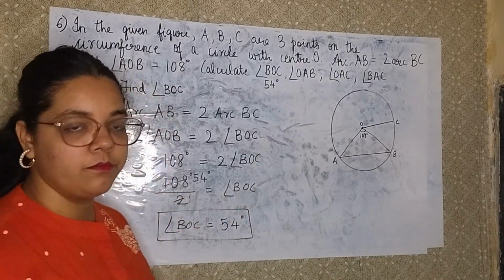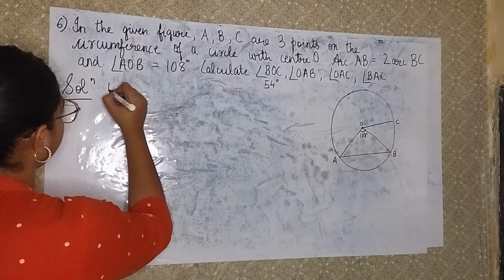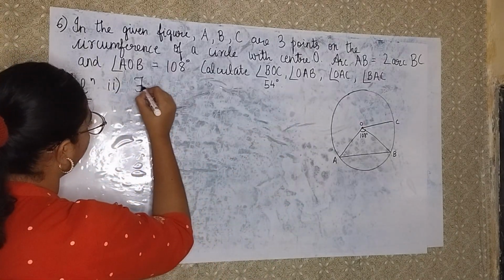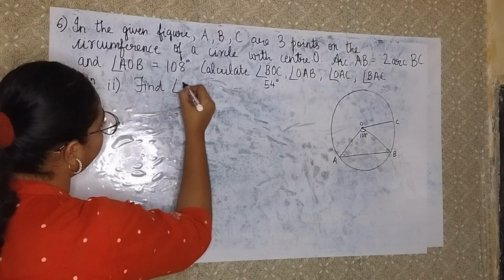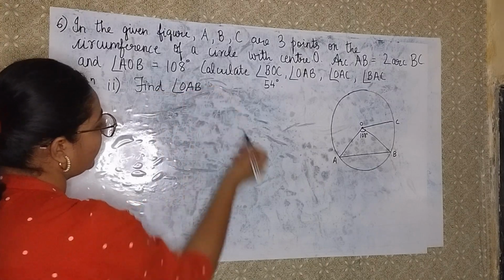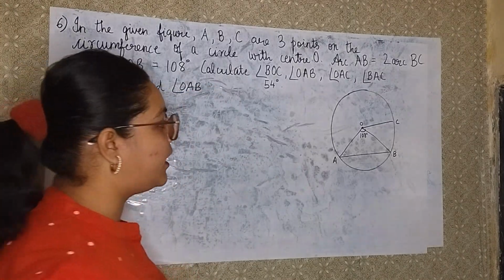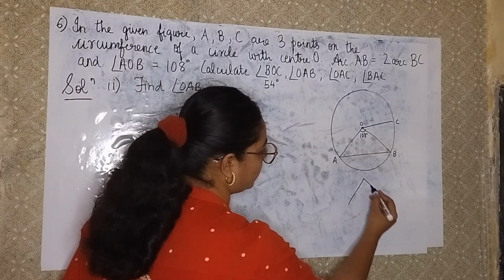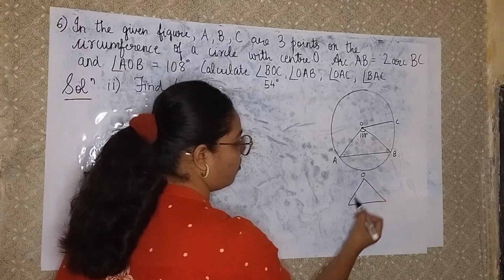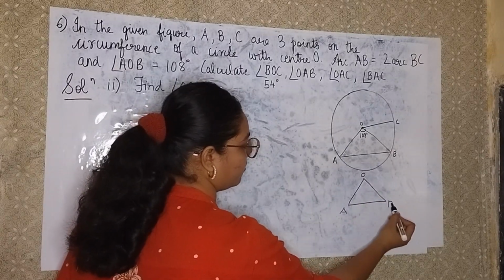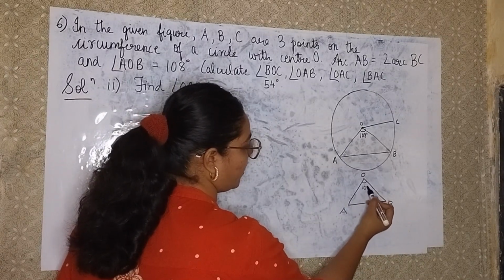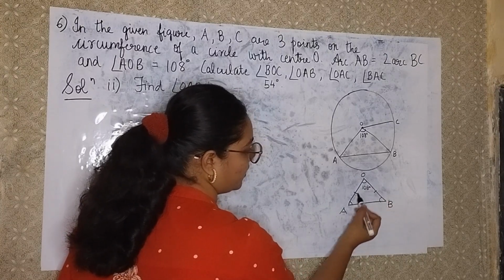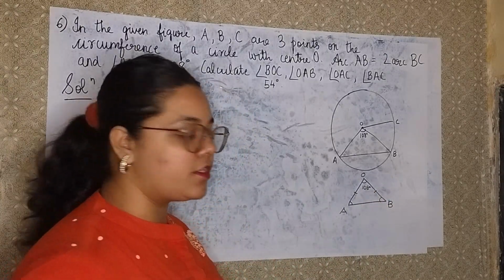First part is done. Continuing with the second part of the question. Find angle OAB. Again observe where angle OAB lies. OAB lies in this triangle. So I'll draw this triangle over here, OAB. This is 108 degrees. OA and OB are radii of the circle.